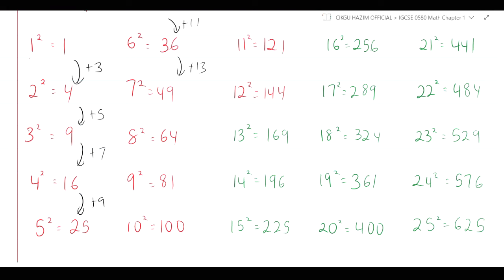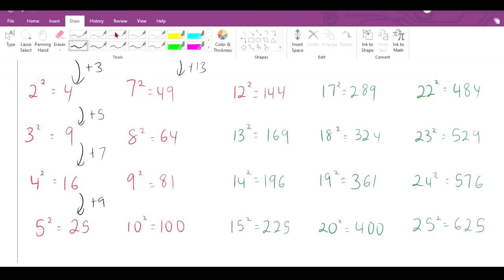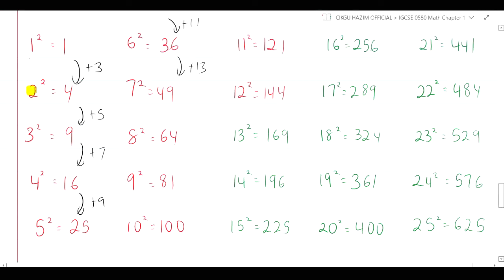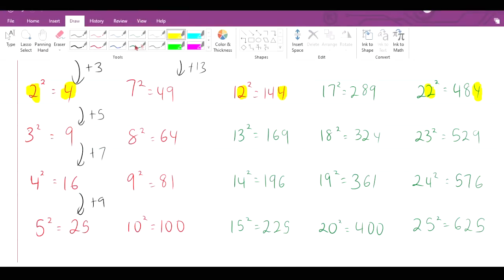Or if you don't want to remember it as a sequence, you just look at the last digit. Look here, if the last digit is 2, behind here must be 4. Look at 12, last digit is 2, last digit also 4. Look at 22, last digit is 2, last digit is also 4. That is another thing that you could do.